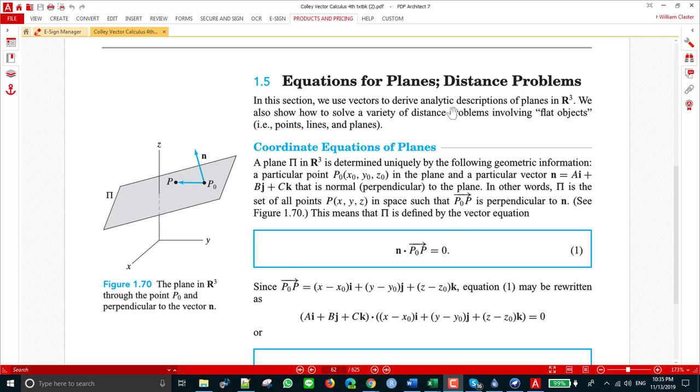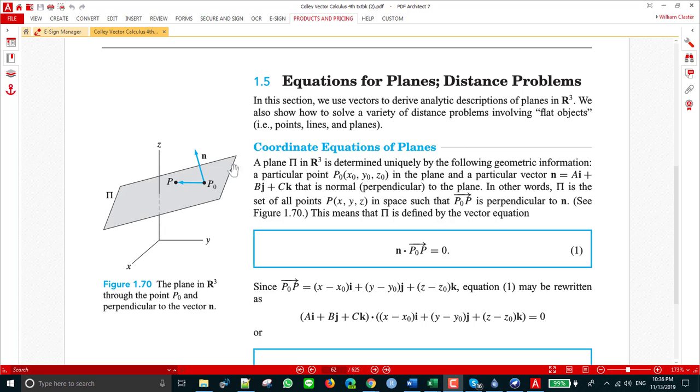Okay, so we gave a preview of this. In this section, we use vectors to derive analytic descriptions of planes in R3. We also show how to solve a variety of distance problems using flat objects: points, lines, and planes.